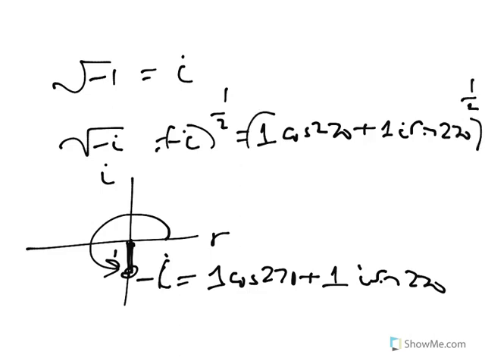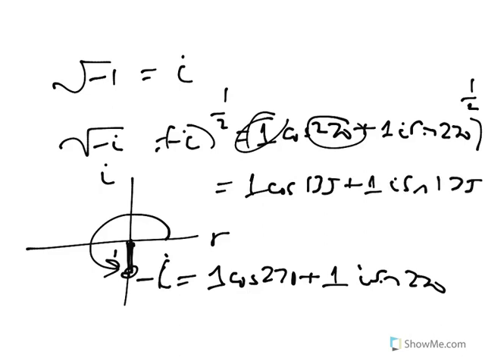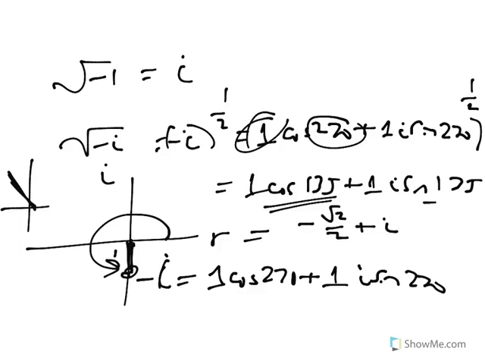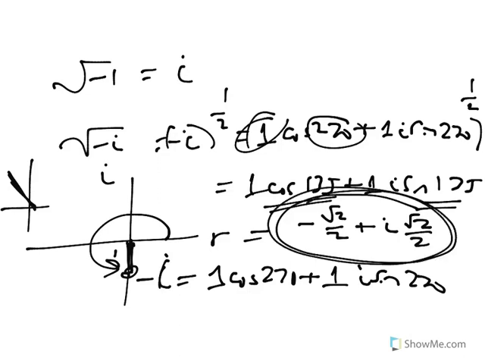And when I raise that to the 1/2 power, I use De Moivre's rule. 1 to the 1/2 power is still 1, but 270 divided by 2 is now 135. And cosine 135 is the same thing. 135 degrees is over here, so cosine is negative, so it's the same thing as negative cosine 45, just negative radical 2 over 2. And sine of 135 is actually positive radical 2 over 2. So this strange looking thing is actually the square root of negative i.